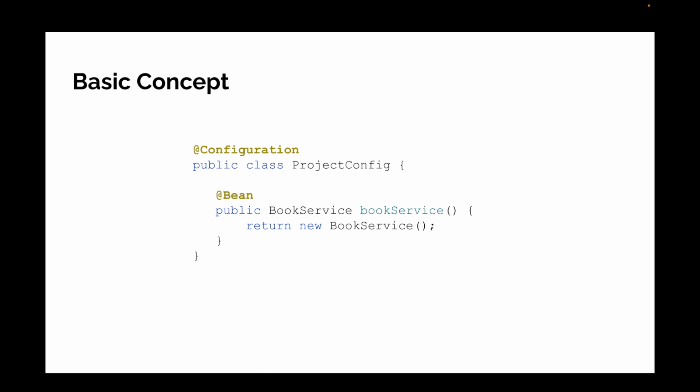So let's say we have a project config class and we annotate it with the configuration annotation. Now we can use project config to create an application context, or we can provide this configuration into an existing application context as well. Now in this class we can create a method which will return a book service, and we can annotate it with the bean annotation. Whenever we do that, this book service will be available to the IOC container. So whatever this method returns will be available as a bean of type book service to the Spring IOC container.